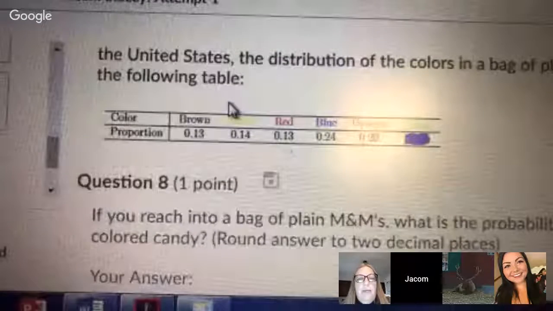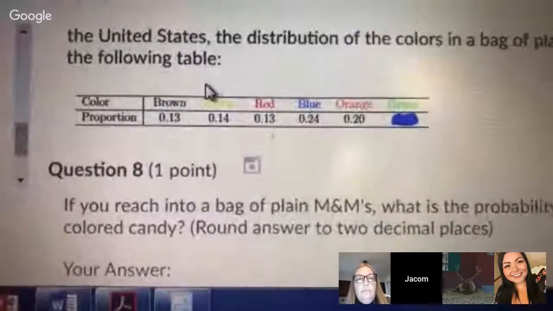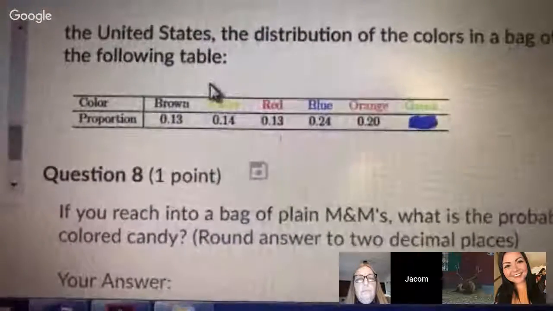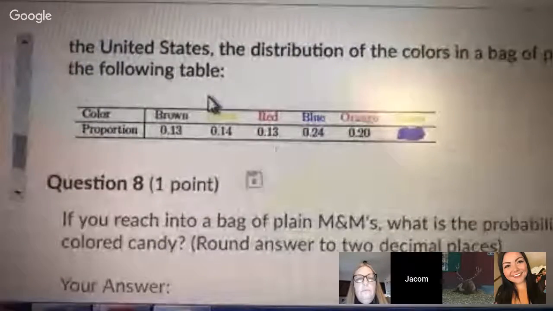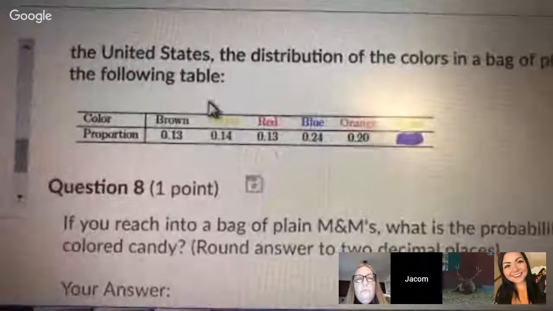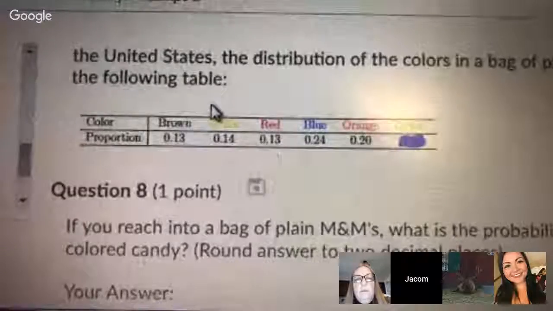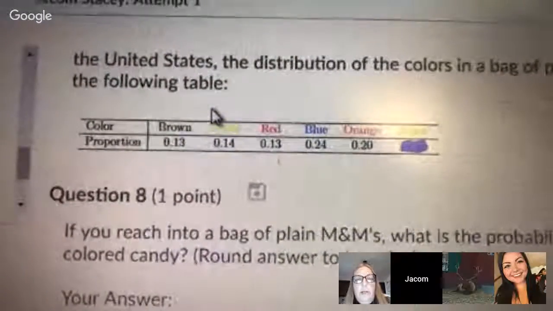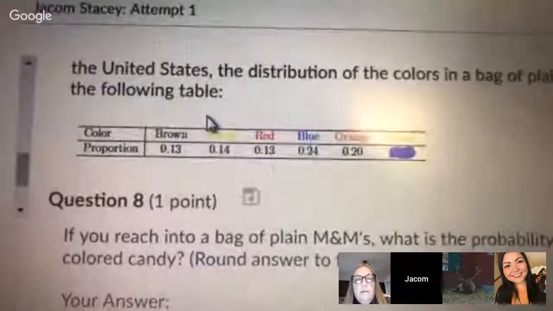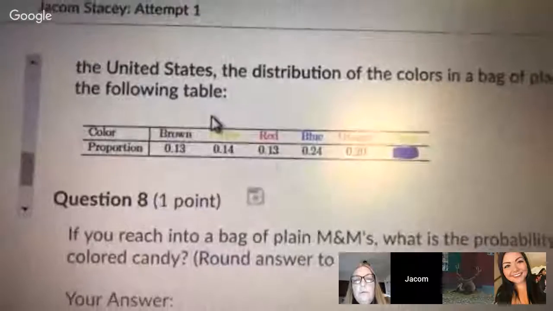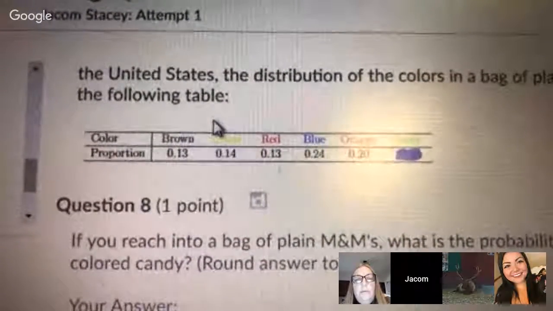Okay, so the brown, there's 0.13. Blue, yeah. Yellow is 0.14. Okay, red 0.13. Green is the missing one, and that's 0.16. Okay, so I have green, red, yellow, blue, and brown. Are there any other colors? Orange, okay, 0.20.